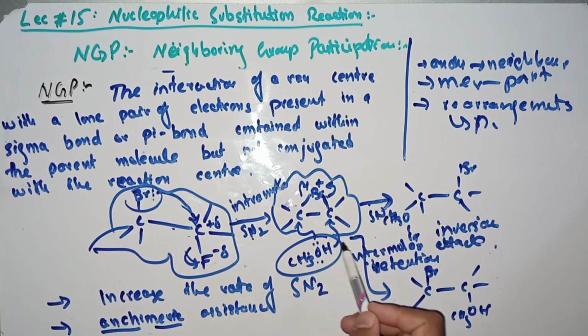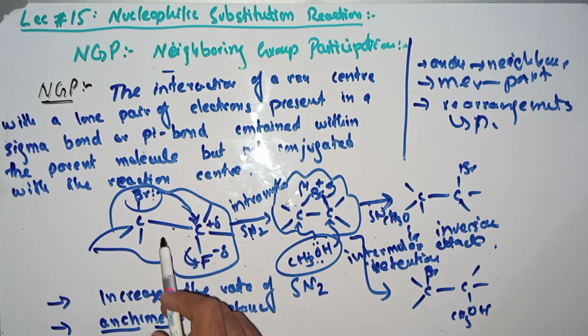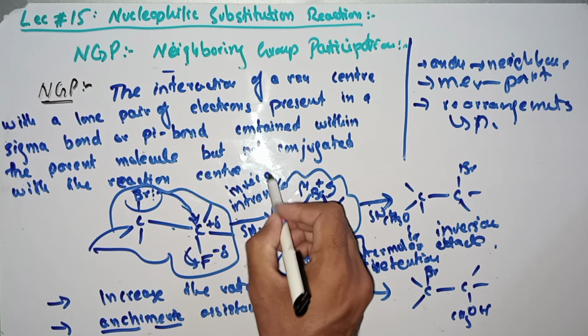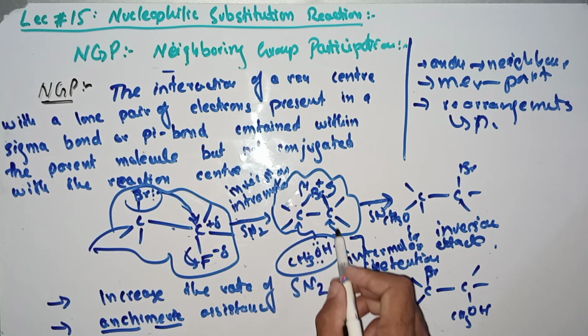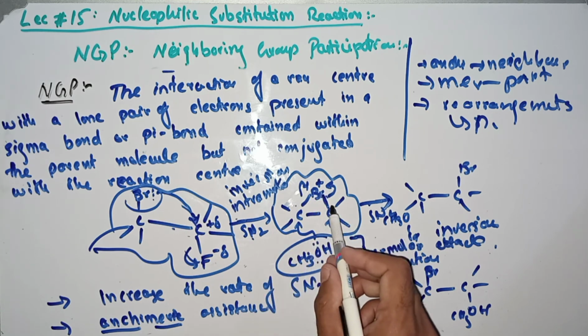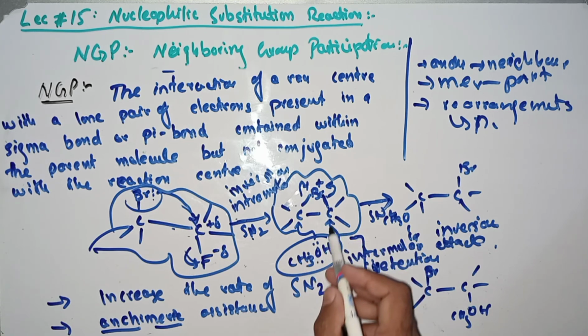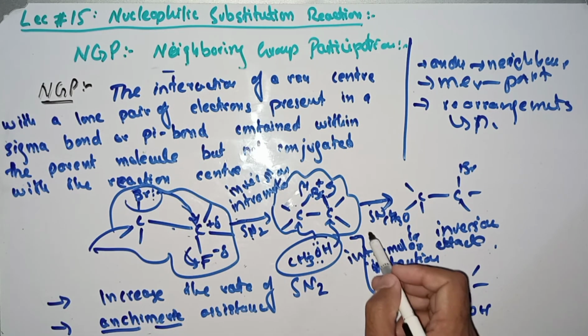That's why a retention product will be produced. When you do two SN2 reactions, it means two inversions take place. In the first step there is inversion because the nucleophile attacks from the back side, and in the second step also the nucleophile attacks from the back side, breaking the bond. That's why this is also a step of inversion.